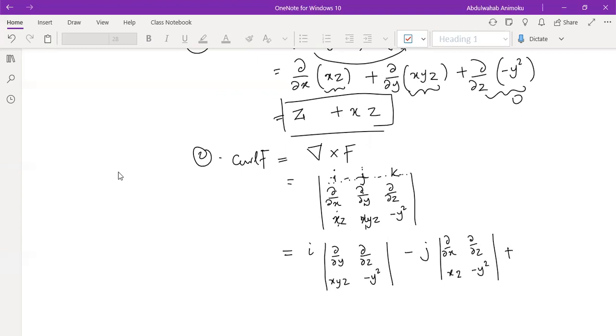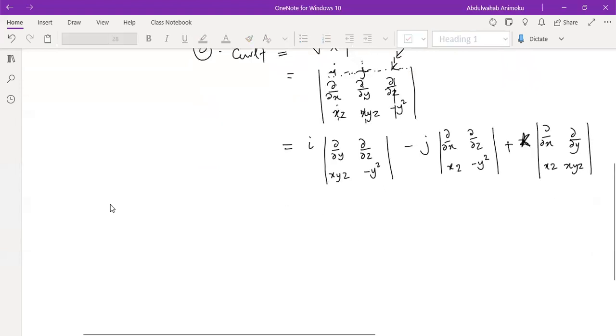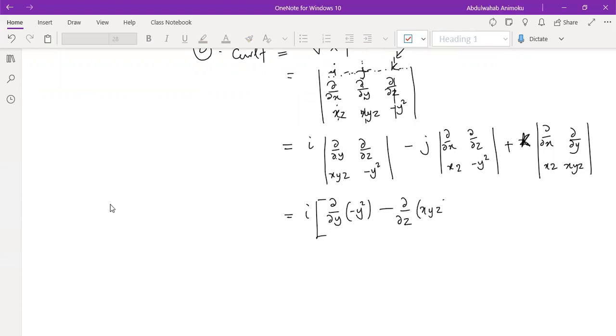Okay, then plus k, the third component. We cross out the row and column k belongs to, so what we'll have is d dx here, d dy here, and xz, xyz here. Now let's complete this. So we have i, and the determinant of this is d dy of minus y squared, then minus d dz of xyz, because the determinant of this is this multiplied by this minus this multiplied by this. So this is how we got this.